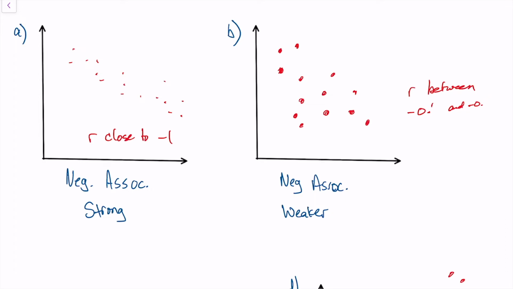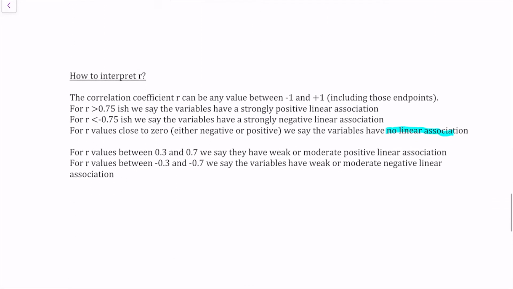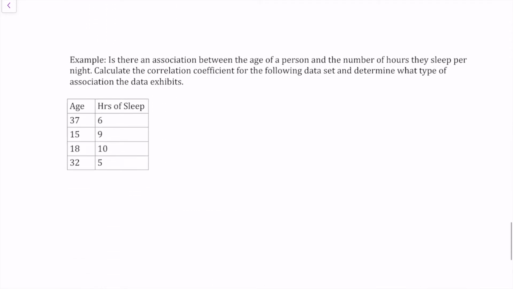-0.7 and -0.3. Okay, so I hope that shows you guys kind of what that R is interpreting for us. Okay, so lastly, we're going to wrap this up by, you guessed it, calculating the correlation coefficient. Is there an association between age of a person and number of hours they sleep per night? Calculate the correlation coefficient for the following data set and determine what type of association the data exhibits.